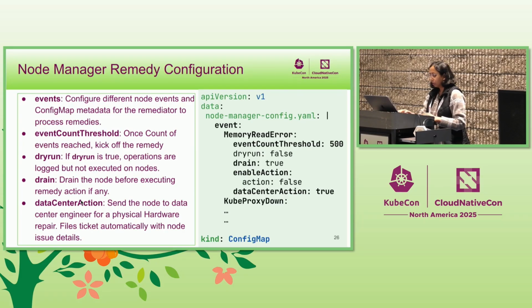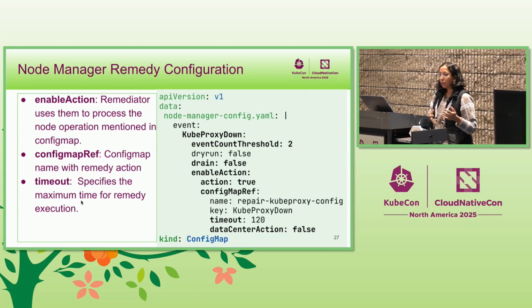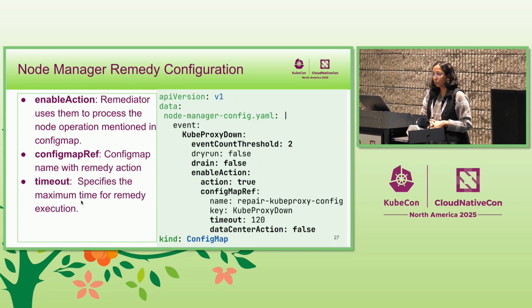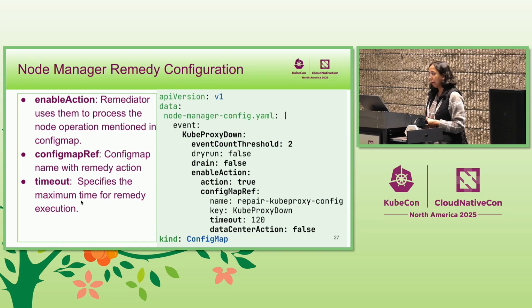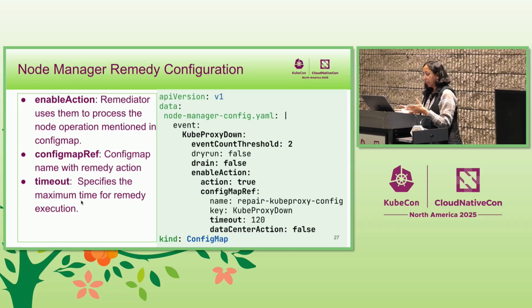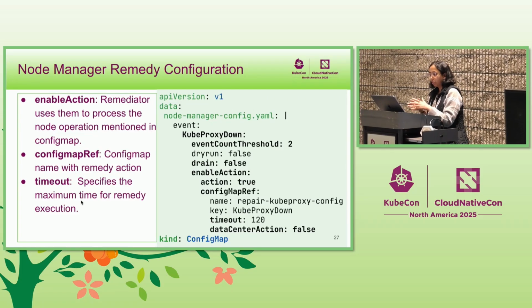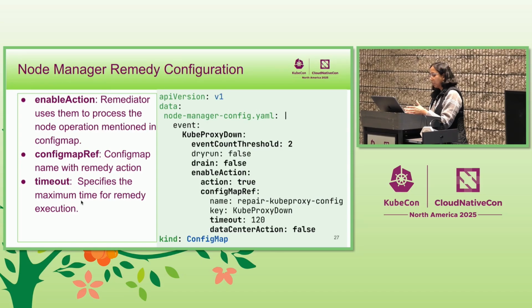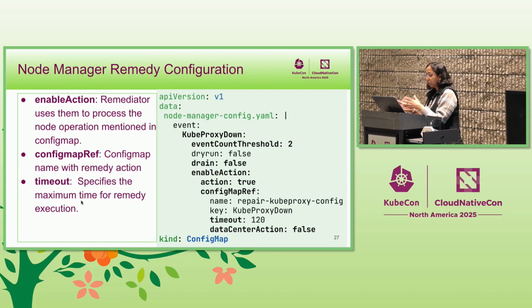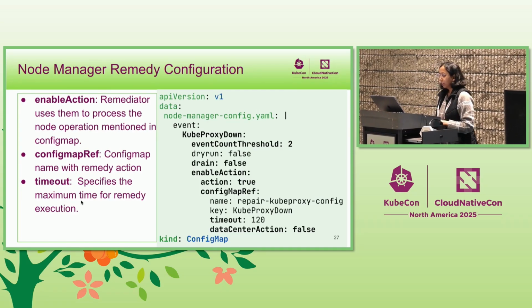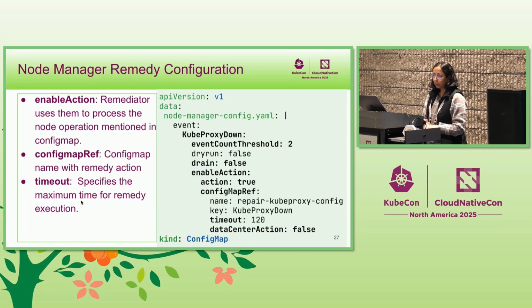There are other cases where you actually want to execute the remedy. You don't want to just simply drain the node. So there is another example, kube proxy down. I can trigger this remedy action when the event count threshold reaches more than 2. I have enabled action set to true. Confirm reference contains the actual remedial action which has to be executed on a targeted node. And in this case, I don't want to send it to the data center for fixes, so I can simply set it to false.